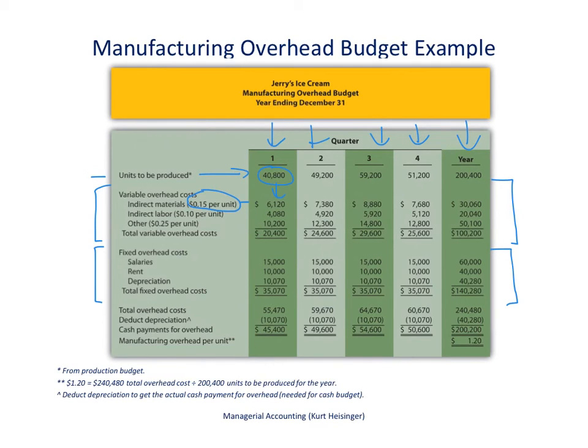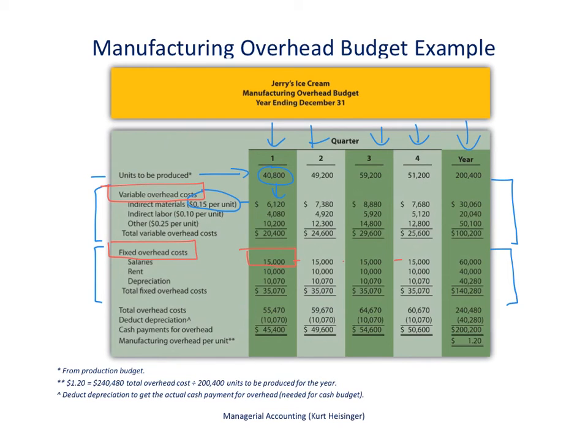Then when we get to the fixed overhead costs, up here we were just looking at variable overhead costs. Fixed overhead costs are simply an estimate of those costs for the period. They don't change with changes in production. So with salaries, if we predict that our salaries for the first quarter will be $15,000, then that's what it is. We don't factor in the level of production, assuming that we're within the relevant range here. And we assume in this example that those costs will be the same right on down the line for each quarter, 1, 2, 3, and 4. Same goes for rent, same goes for depreciation.